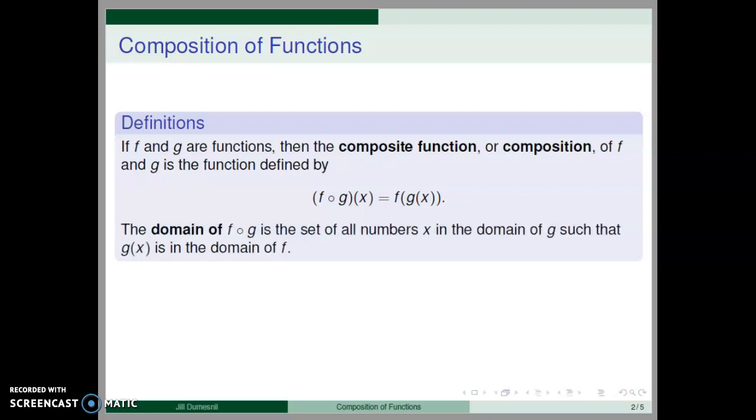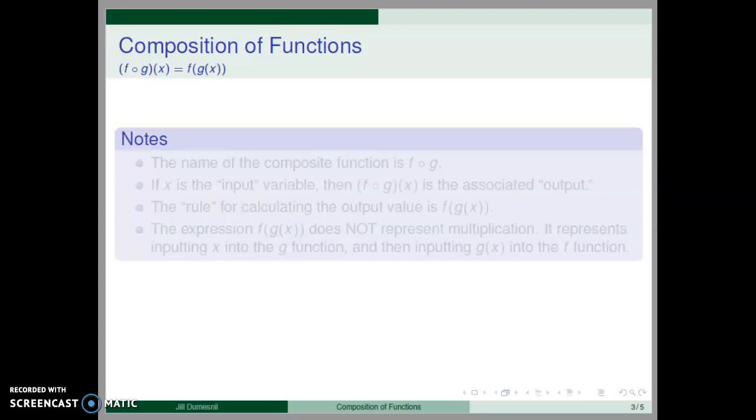The domain of f∘g is the set of all numbers x in the domain of g, such that g(x) is in the domain of f. We have to pay special attention to some of the details with this new definition and notation. The name of the composite function is f∘g, pronounced "f circle g."